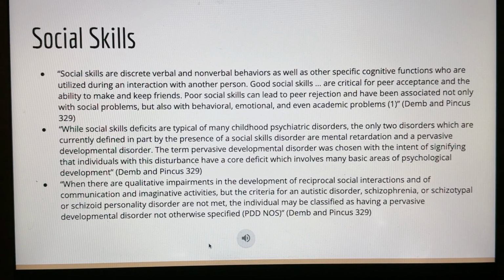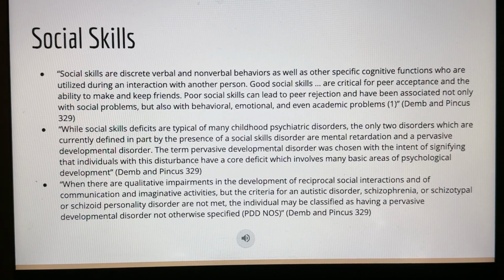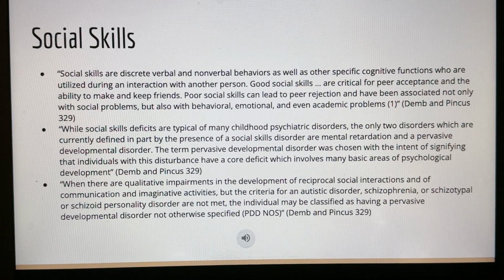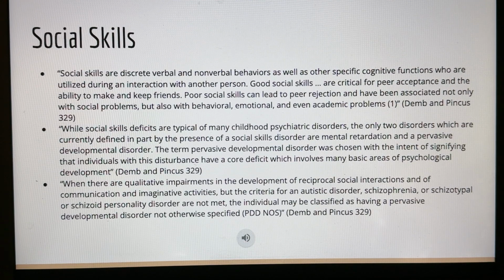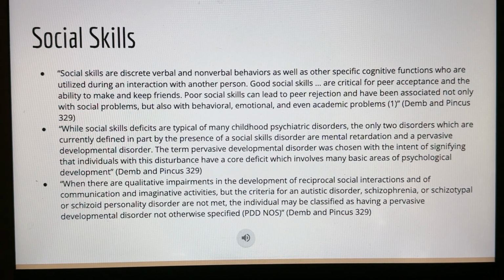Social skills. Social skills are discrete verbal and nonverbal behaviors, as well as other specific cognitive functions which are utilized during an interaction with another person. Good social skills are critical for peer acceptance and the ability to make and keep friends. Poor social skills can lead to peer rejection and have been associated not only with social problems but also with behavioral and emotional and even academic problems.